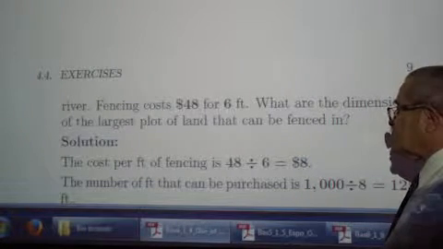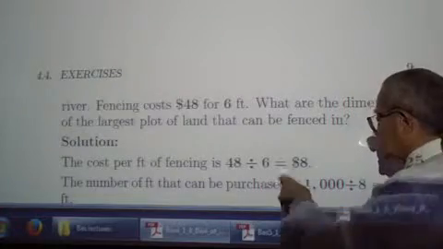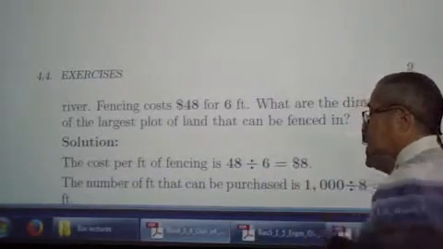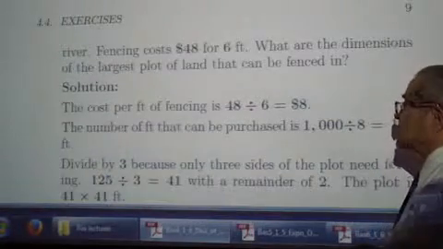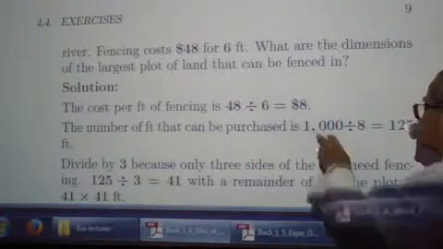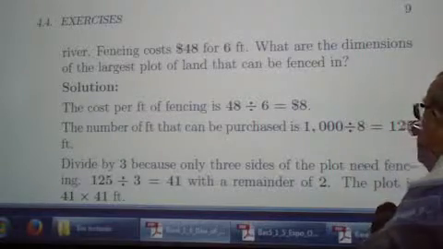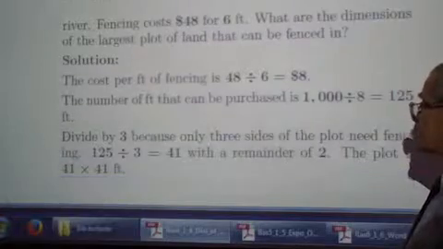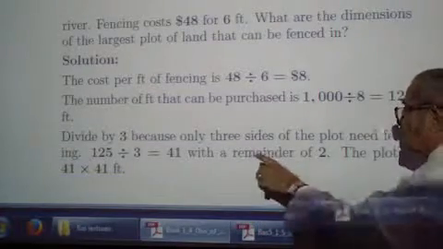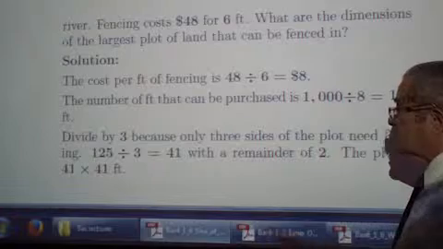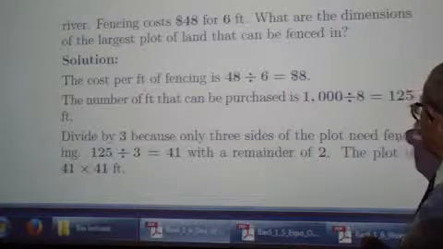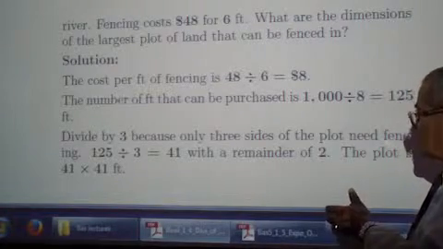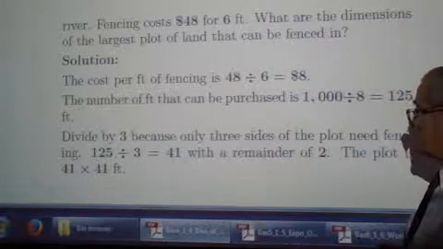Well, I know how much it costs for 6 feet. Per foot, I divide 6 into 48, that's $8 per foot. The number of feet that can be purchased is 1,000 divided by 8, which is 125. You can do a division and see. And we divide this by 3 sides. We don't want to put a fence where the river is. And we want a square, so all the sides are the same dimension.